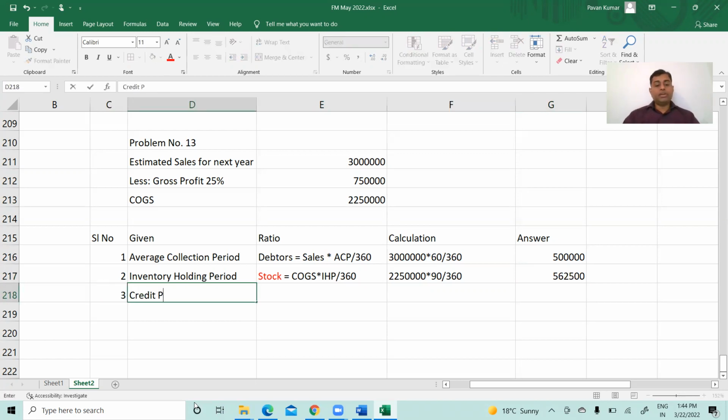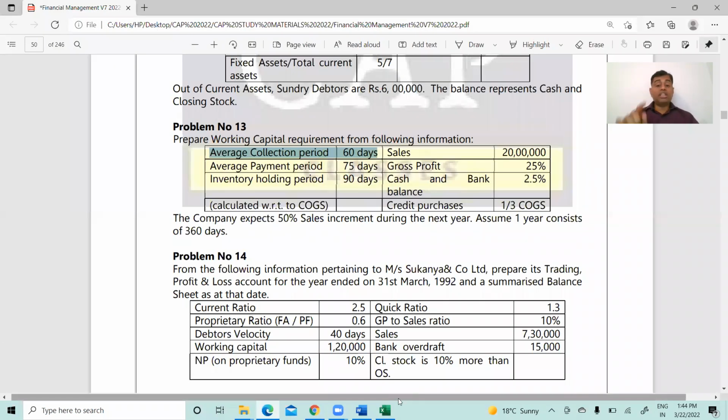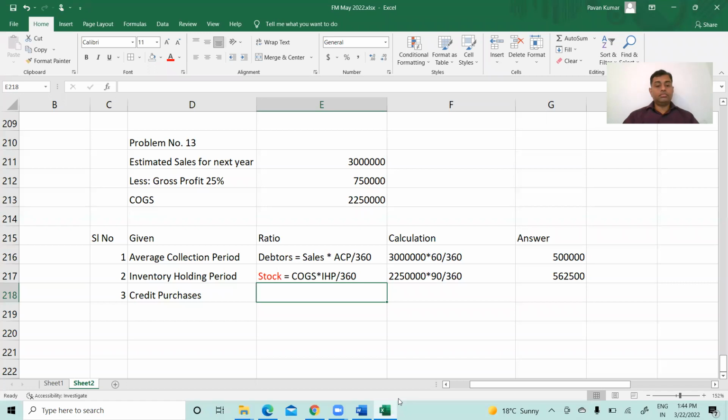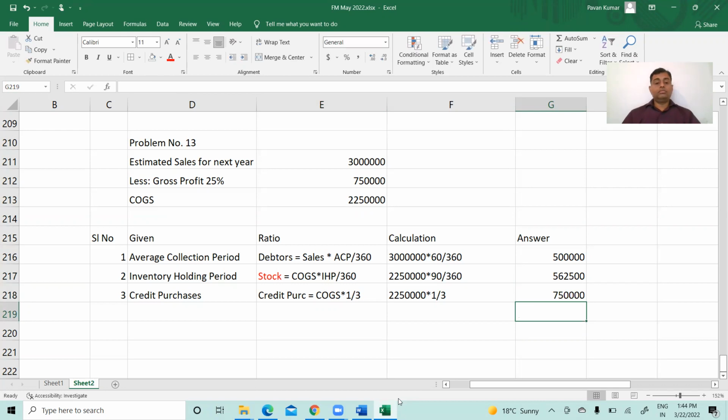What is the next ratio given? First, we'll calculate credit purchases. They said credit purchases are 1/3 of cost of goods sold. Credit purchases is equal to cost of goods sold into 1/3. So tell me, cost of goods sold how much? 22,50,000 into 1/3. Can you tell me how much it will be? Will it be 7,50,000? Yes, sir. Okay.